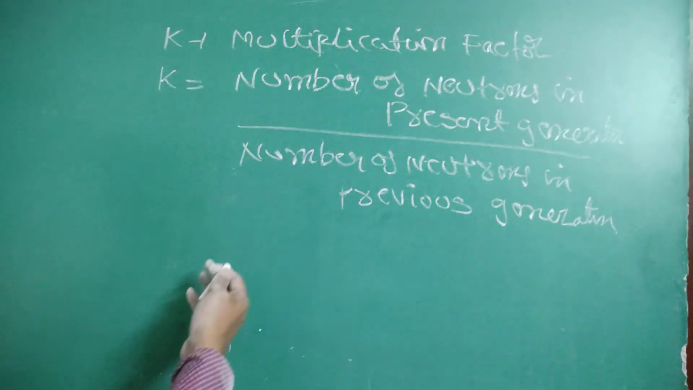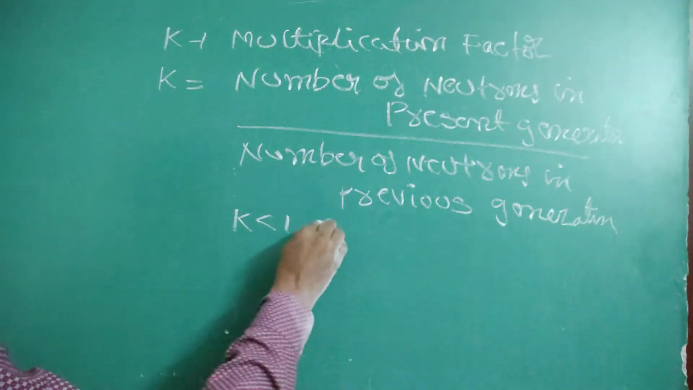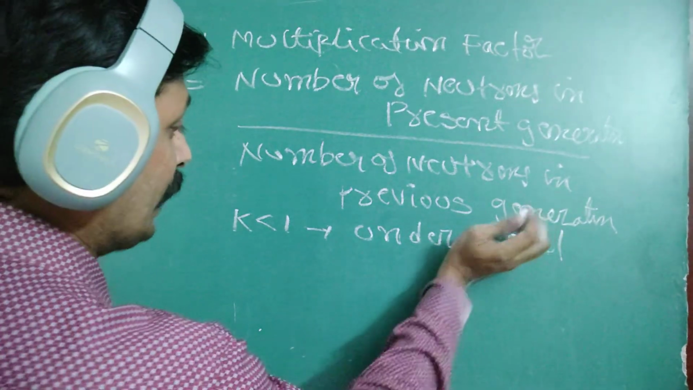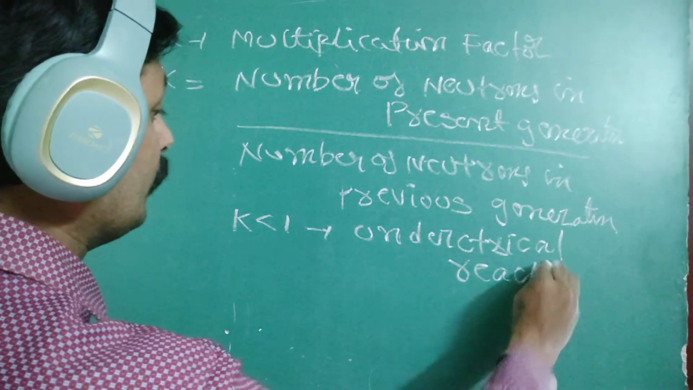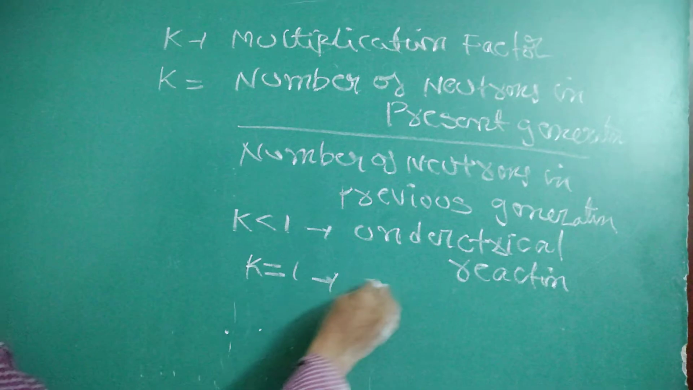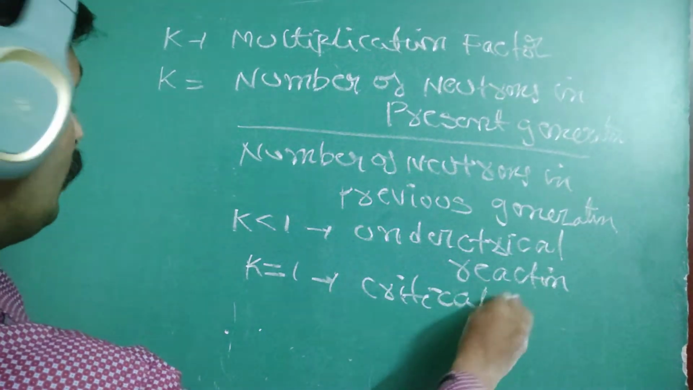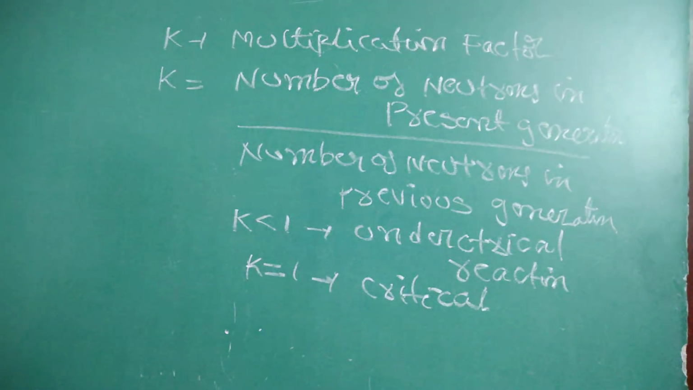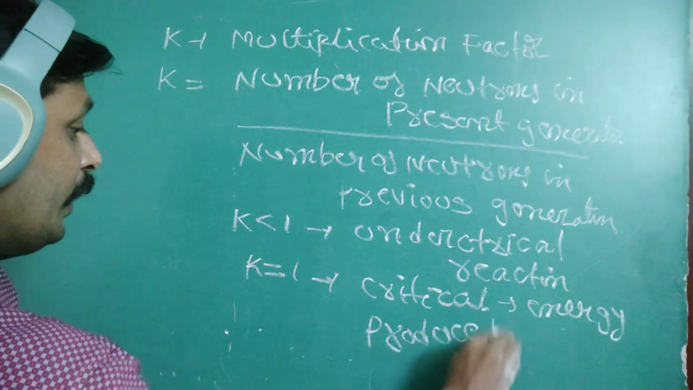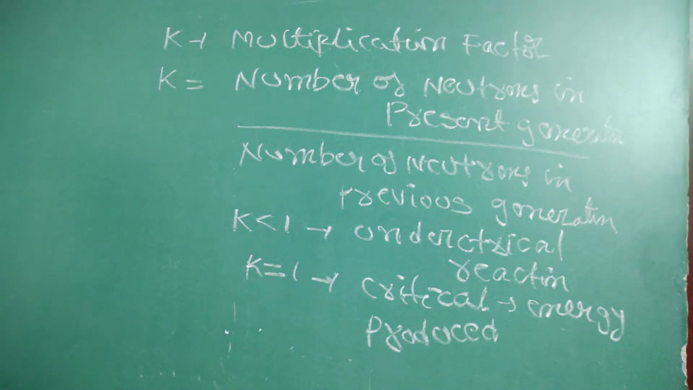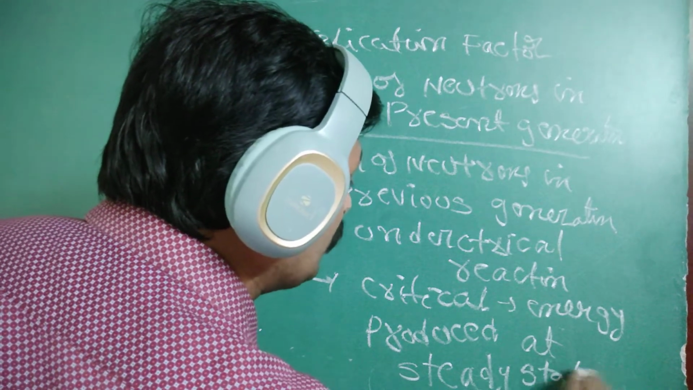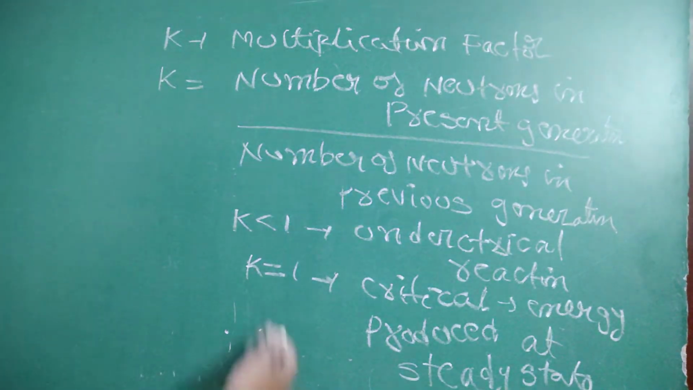From this we define the values one by one. Whenever K is less than 1, that is called the under critical condition, under critical reaction. Next, K equals 1 is called critical. Here energy is produced at steady state. That is K equals 1.